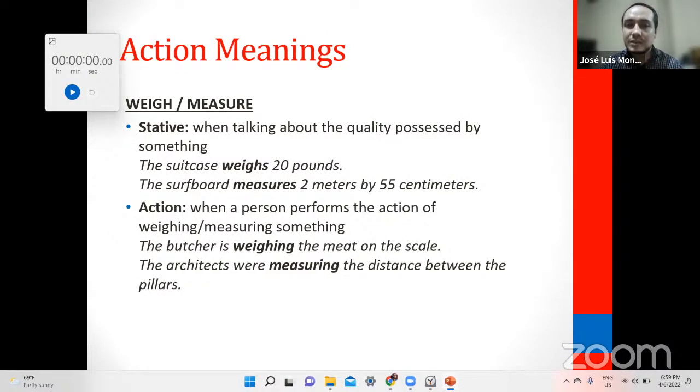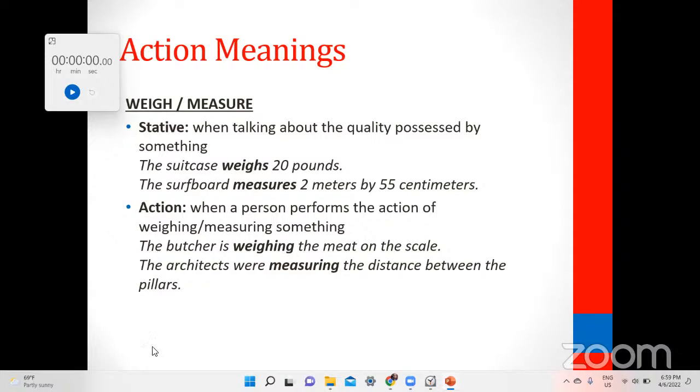Weight and measure. Okay, weight and measure in stative. When talking about the quality possessed by something, the suitcase weighs 20 pounds. The surfboard measures 2 meters by 55 centimeters. Action. When a person performs the action of weighing and measuring something. The butcher is weighing the meat on the scale. The architects were measuring the distance between the pillars. Thank you very much, Daniel.